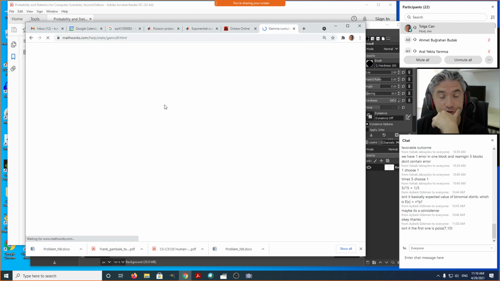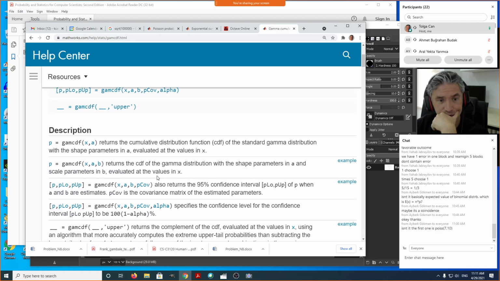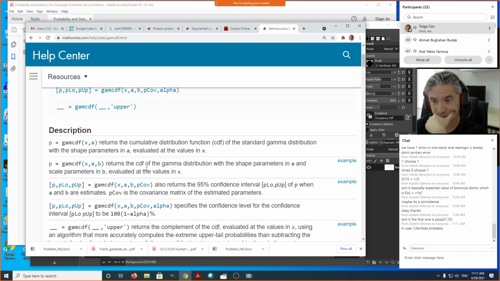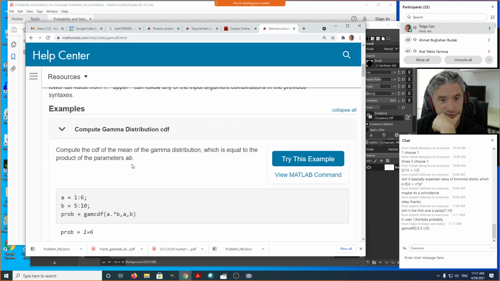Gamma cumulative distribution function. So it has gamma CDF. So what are this A and B? We should look at what these A and B are. Yeah, it's probably 1 over lambda. These are shape and scale parameters. Wow, so we need to go back to the book to say what alpha was. But we need to be sure really what the shape of the gamma distribution is.